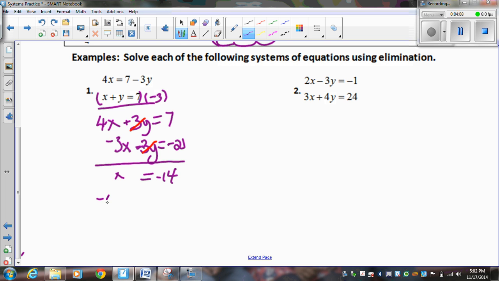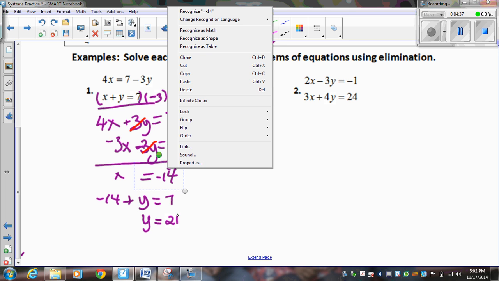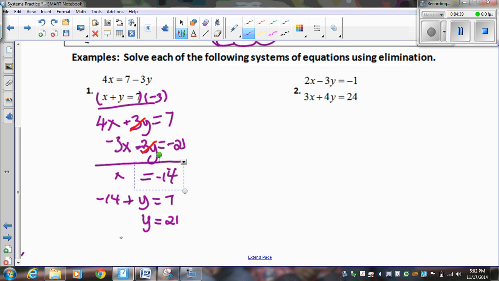So I will have negative 14 plus y is equal to 7. I'm going to add 14 to both sides. When I add 14 to 7, I'm going to get y is equal to 21. I would really like you to write your solution as an ordered pair so that you understand that this is in fact a point of intersection. So my ordered pair, I've got my x value of negative 14 and my y value of 21. So my solution then is negative 14, comma 21. Please try number 2.